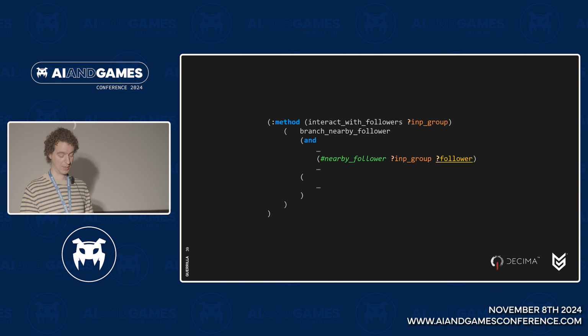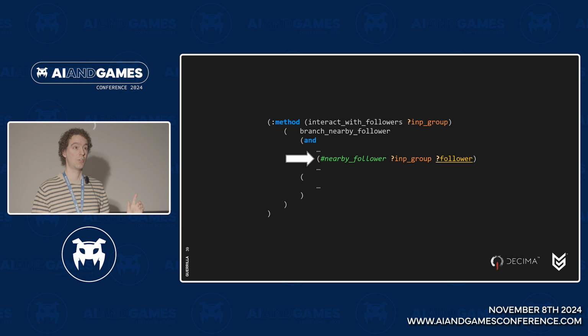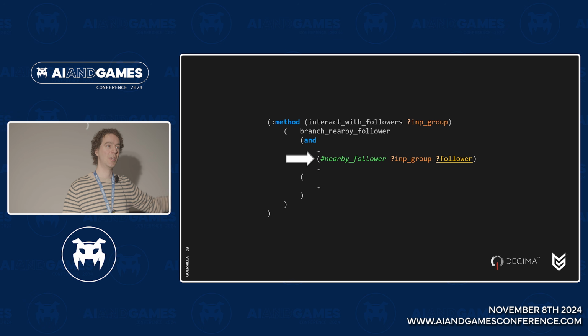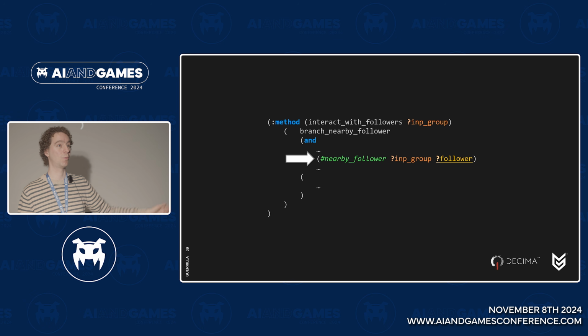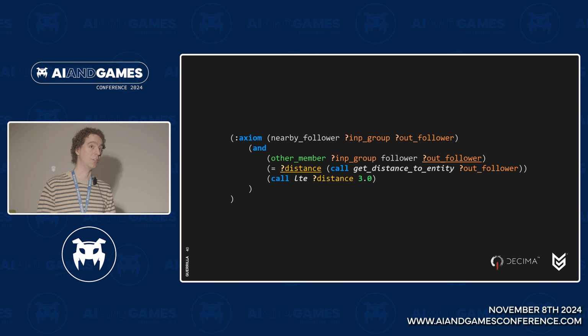The matching method of this task could look something like this. I'm leaving out a lot of detail here, because I want to focus on this query. So this hash symbol means the condition is defined somewhere else. It means it's a condition in a function, basically. It's what we call an Axiom query. And its definition looks like this. So here we find our follower that is at a certain distance, which is no more than 3 meters away.